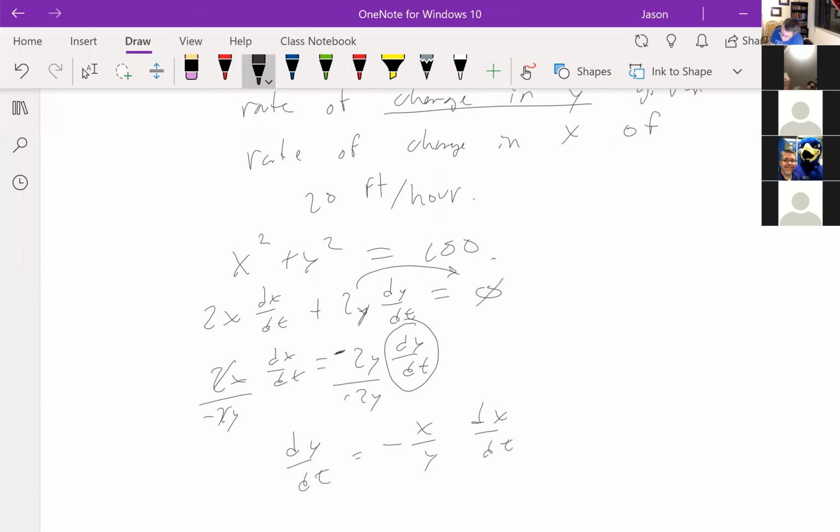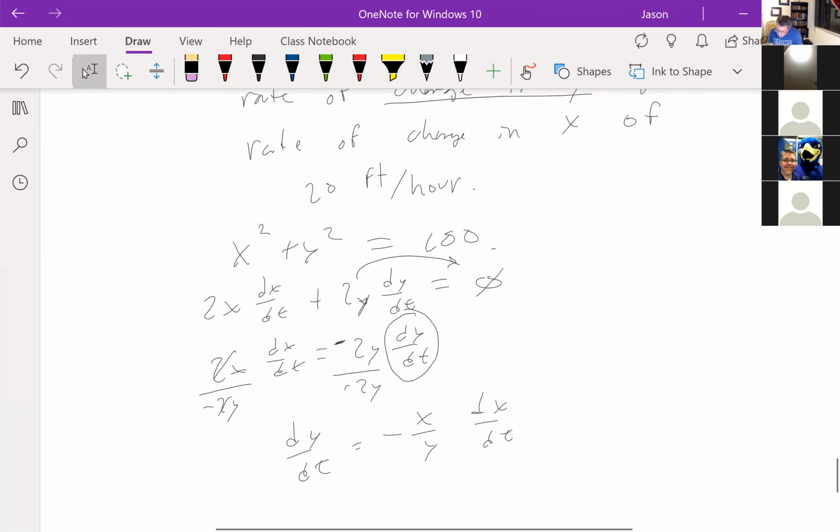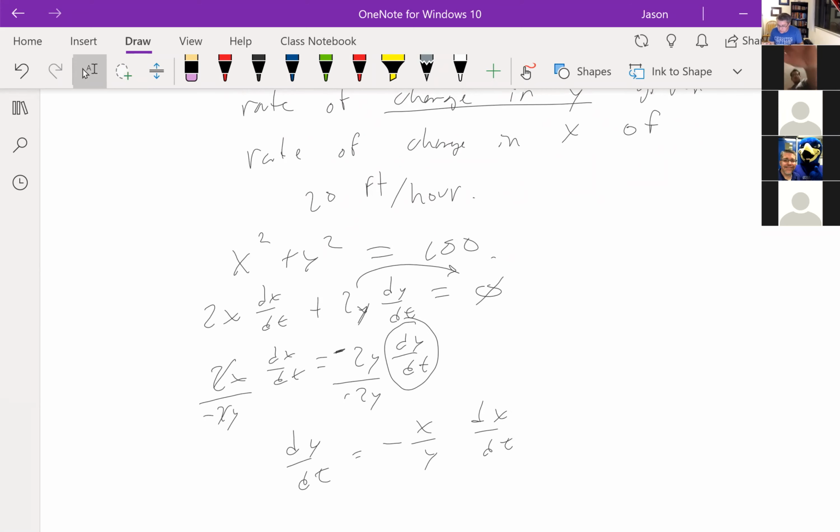So I'm going to include one piece of information. At what point in x is the snapshot? We know that x is changing at a rate of 20 feet per hour. But we want to know how fast the y is changing. So this 20 feet per hour, that's my dx/dt.